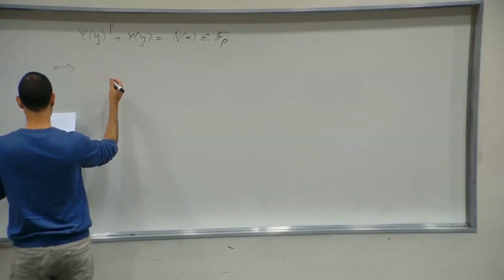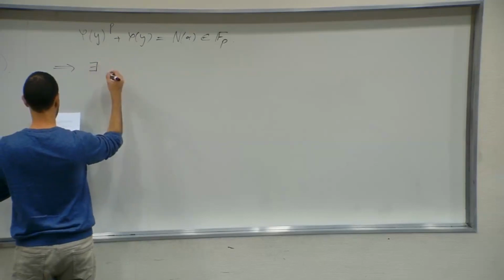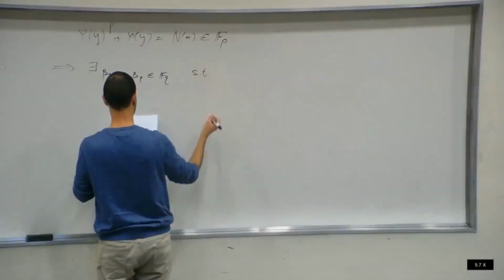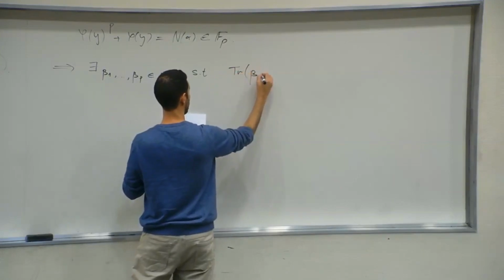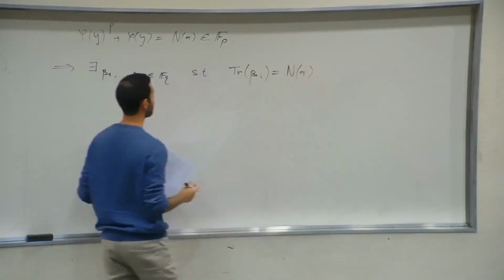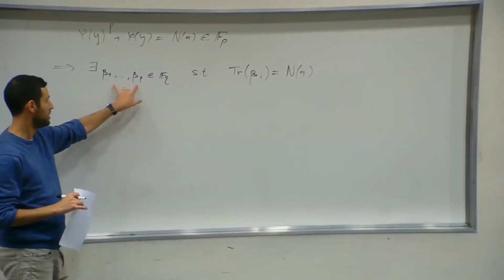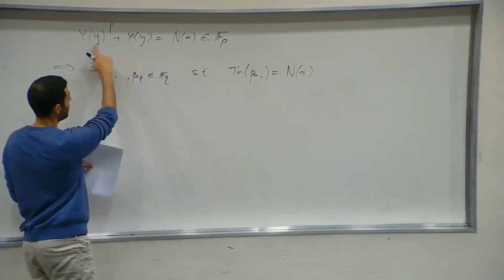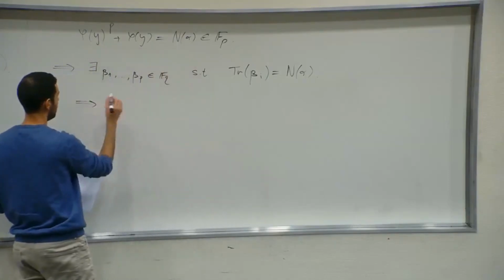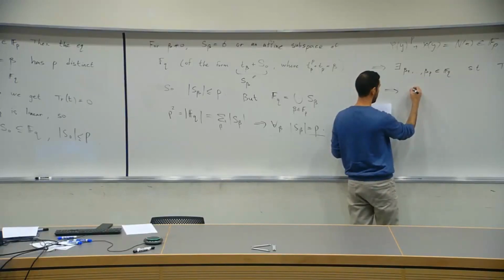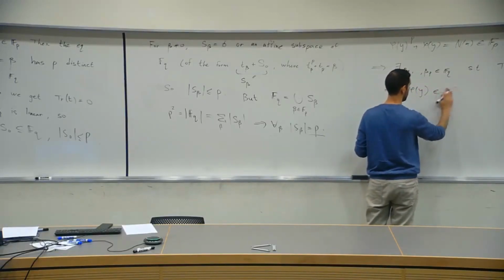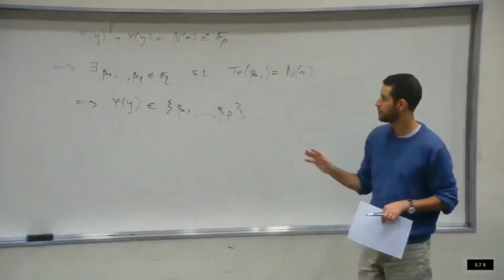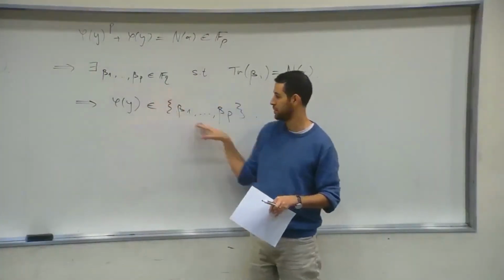So it follows that there exist beta 1 through beta P in FQ such that the trace of beta y is the norm of alpha, and exactly P elements such that the trace is the norm of alpha. So if we want the trace of phi of y to be the norm of alpha, then phi of y should be one of those in FQ that solves this equation. There are P solutions, so it's one of these.